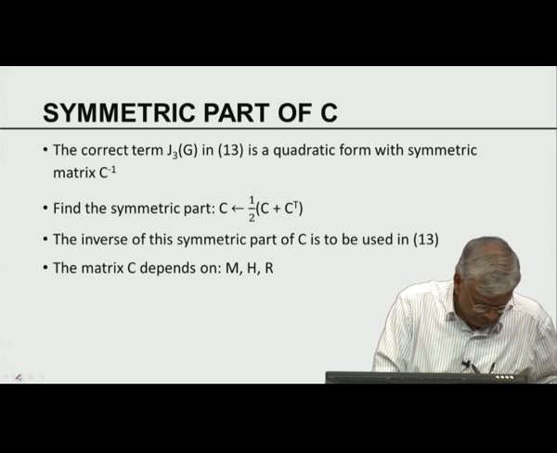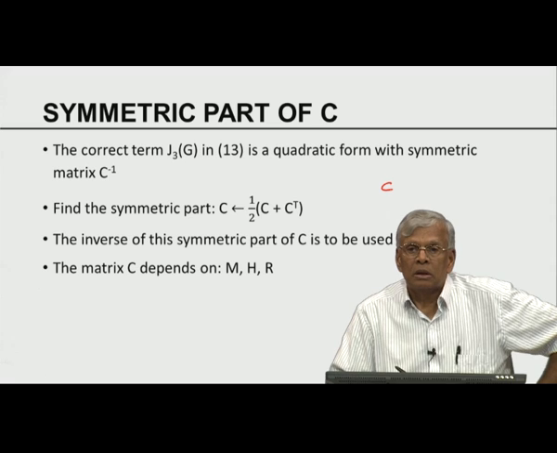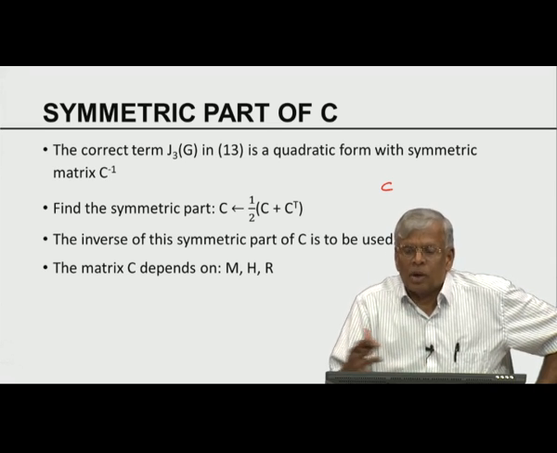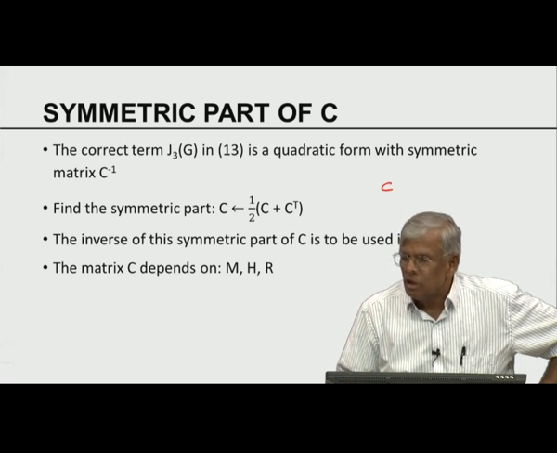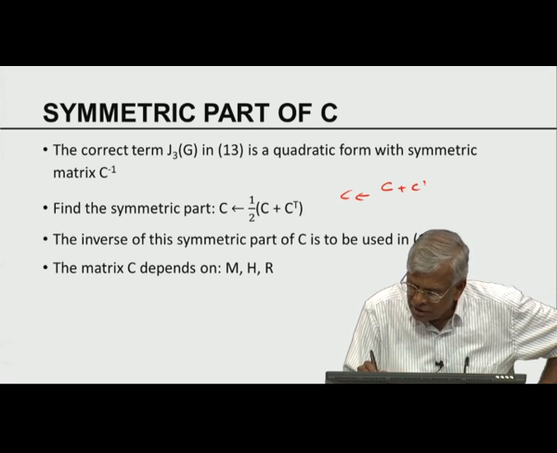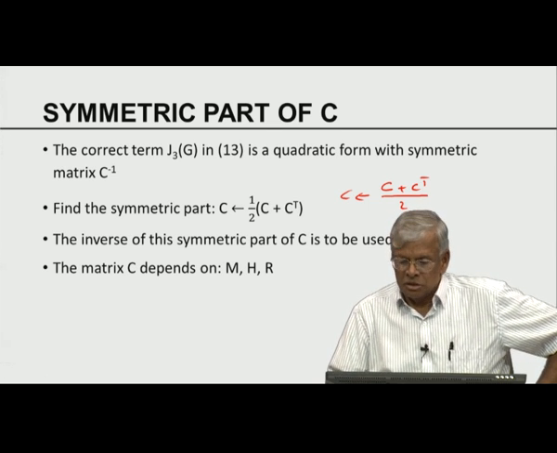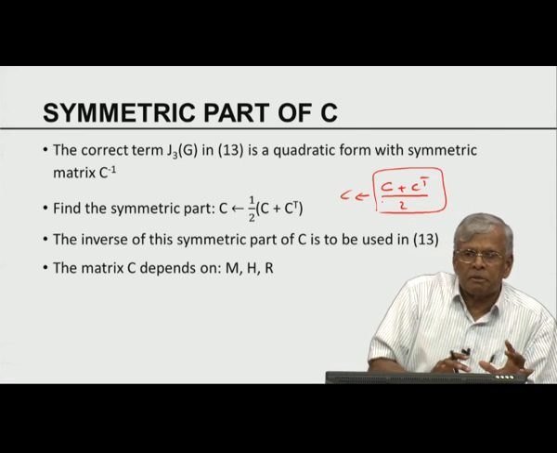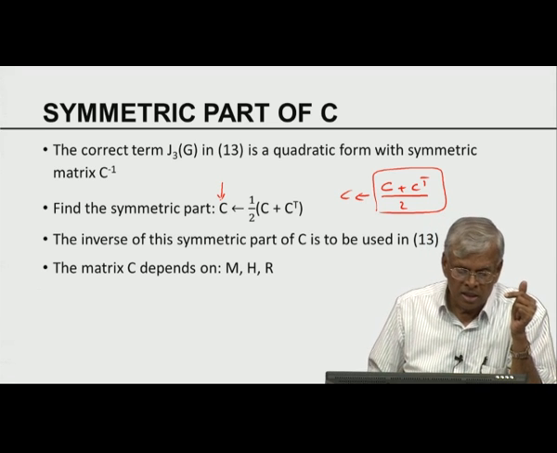So let us go back now. I have computed the matrix C. Please understand, in trying to consider quadratic forms, only the symmetric part of C matters. So the symmetric part of C is C plus C transpose divided by 2. So we compute C as I have done and consider the symmetric part of C. So the new C is called the symmetric part of C.